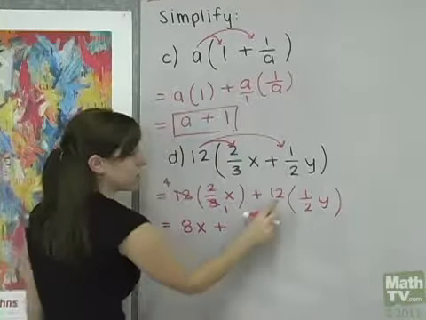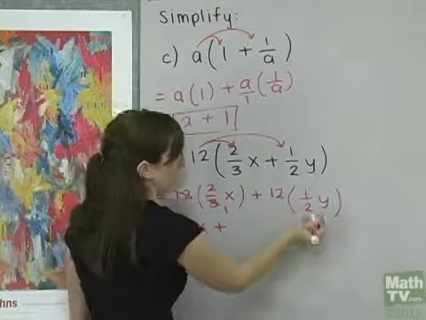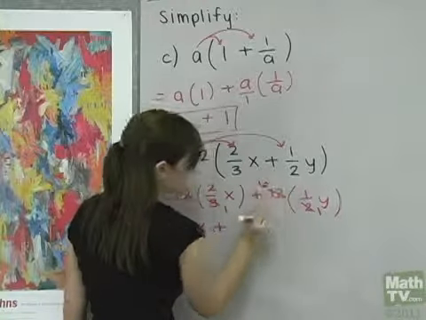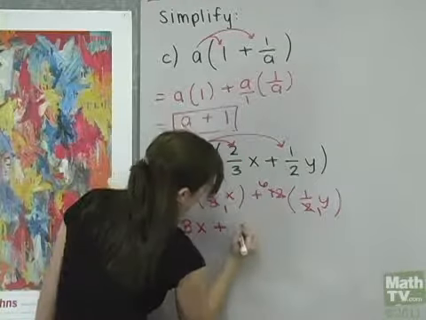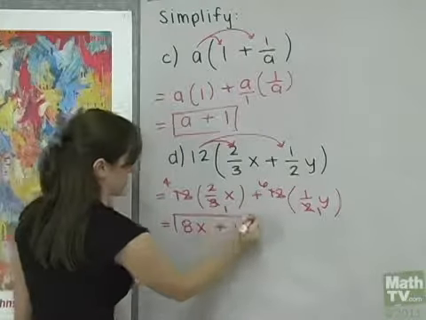Plus, now we have 12 times 1/2 y. Once again, 2 is a factor of 12. So our 2 becomes 1 and our 12 becomes a 6. And 6 times y is 6y. So our answer is 8x plus 6y.